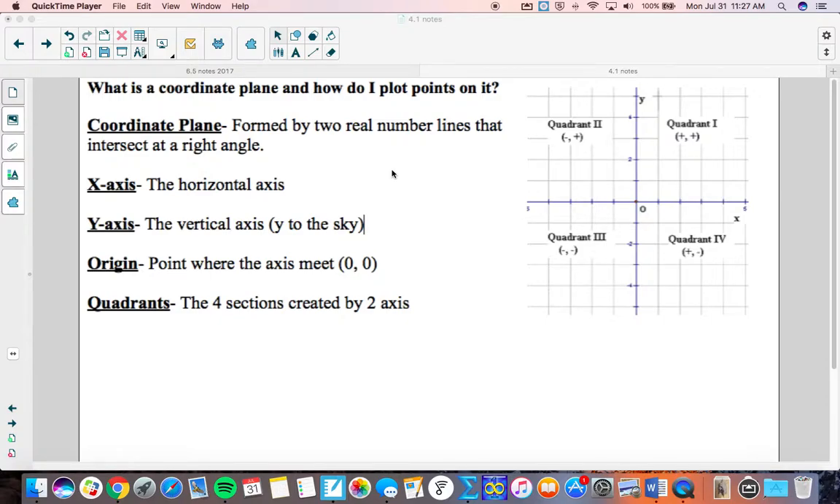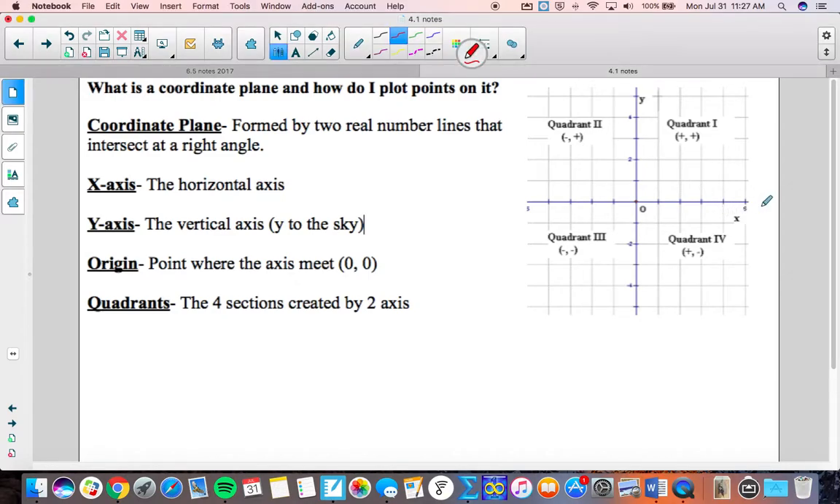Hello, today we're working on a little bit of vocabulary with graphing points, coordinate pairs on the coordinate plane. What is the coordinate plane and how do I plot points are the questions we're trying to answer today. First of all, the coordinate plane is formed by two real number lines that intersect at a right angle. Off to the right, you'll see that.